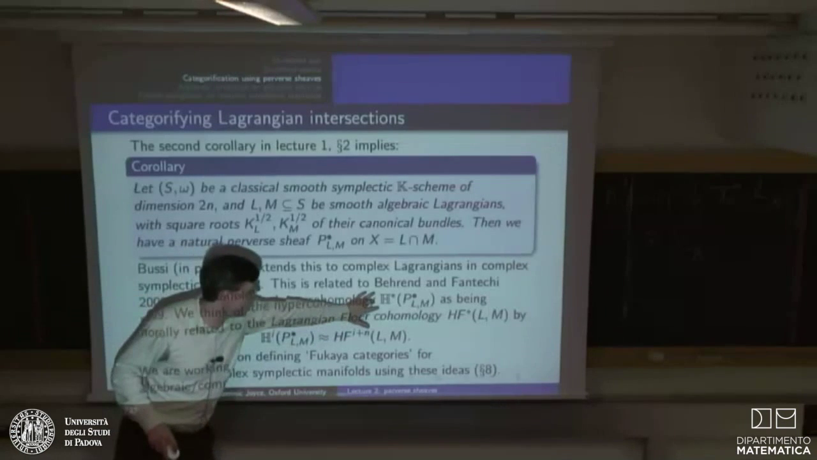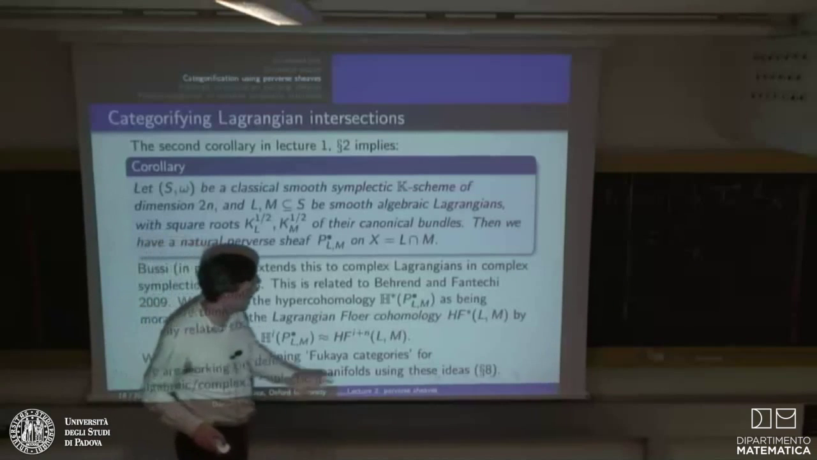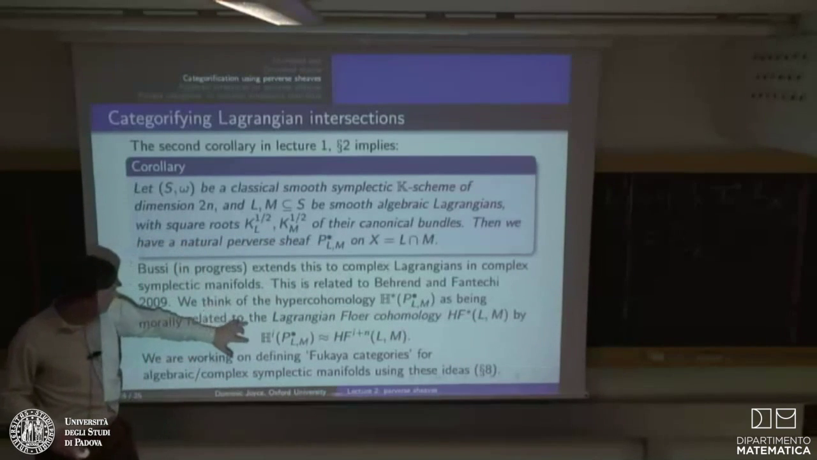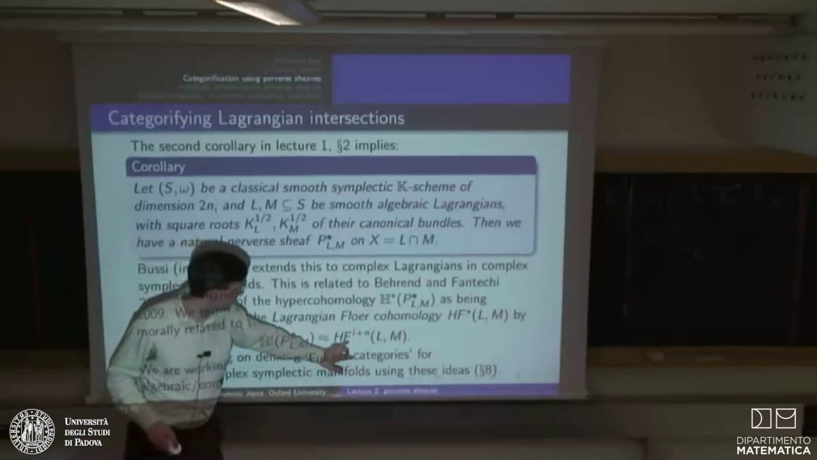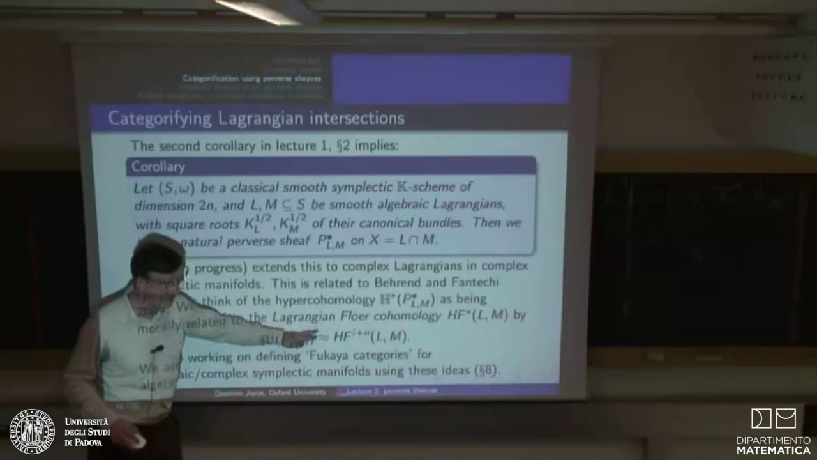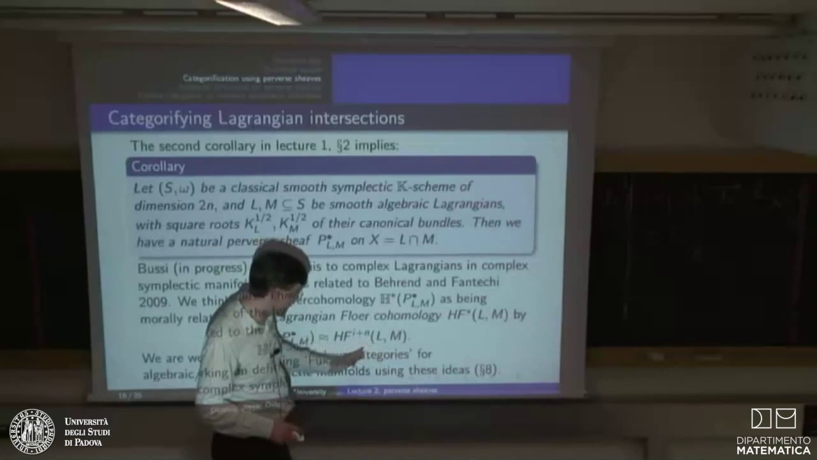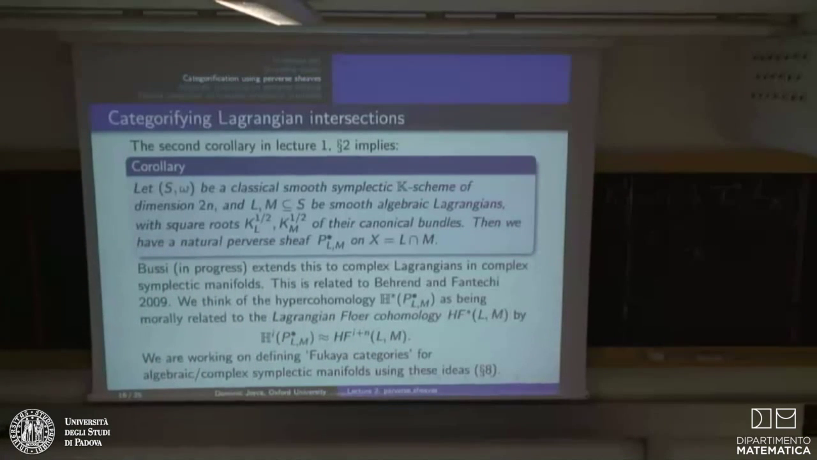So the hypercohomology of this perverse sheaf, we think about it as being more or less related to the Lagrangian Floer cohomology, HF*, of the two Lagrangians, where the ith hypercohomology of the perverse sheaf is the Lagrangian Floer cohomology here with a shift of n. So at least in the compact case, Floer cohomology has some Poincaré duality centered around zero. This has Poincaré duality centered around dimension n. So that's why you ought to have a shift of n there. So we would like to define Fukaya categories, in some sense, for algebraic Lagrangians or complex Lagrangians in algebraic symplectic manifolds or complex symplectic manifolds, and I will talk about that later, towards the end of the lecture.